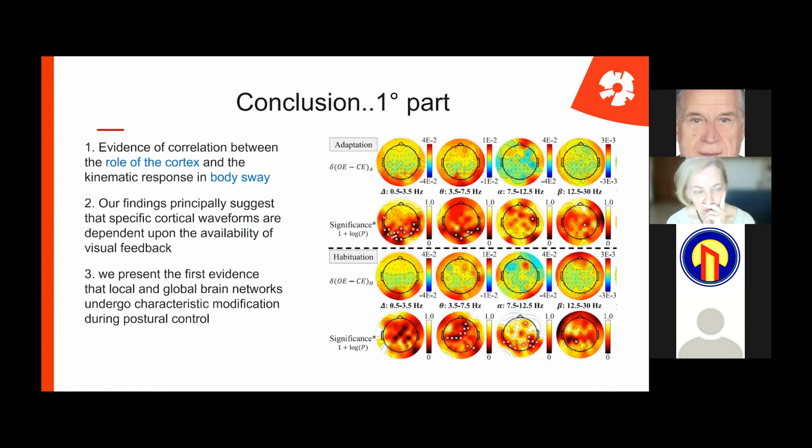So to conclude this first part of my presentation, what is the learning outcome from these two experiments? There is a correlation between the role of the cortex and the kinematic response in body sway. So we did find quantities that are associated with the action of postural control. So when we are swaying because of a stimulus, actually there is a configuration in the brain that is repeating itself.